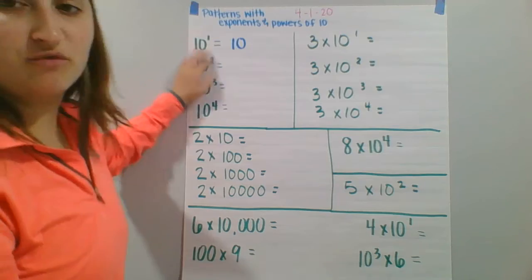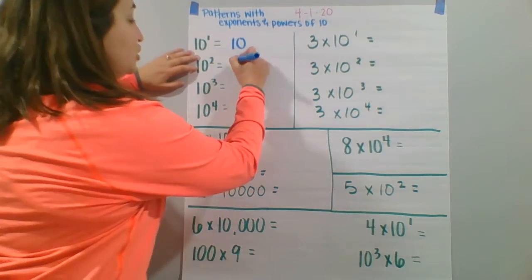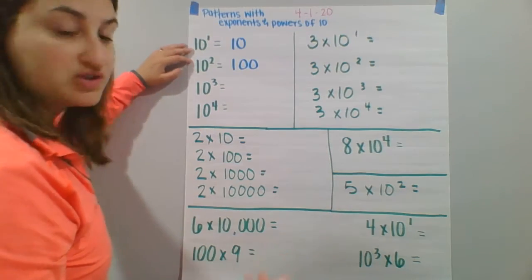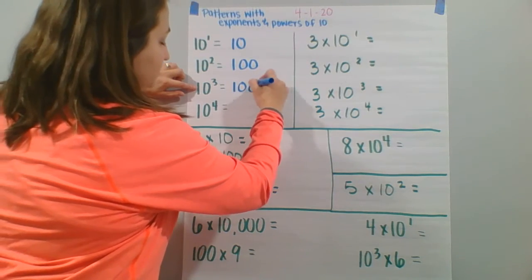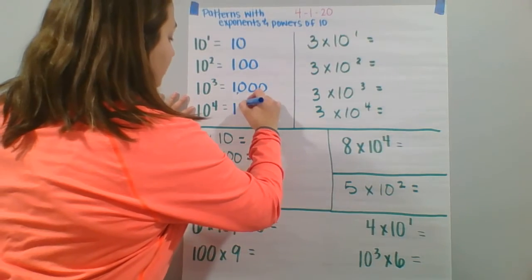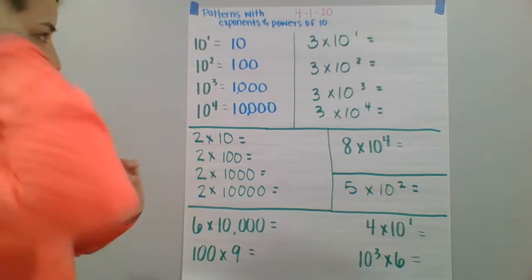So 10 to the power of 1 basically is a 1 with 1 zero. Then 10 to the power of 2 would be a 1 with 2 zeros, or 100. 10 to the power of 3 would be a 1 with 3 zeros, which is equal to 1,000. And then 10 to the power of 4 is a 1 with 4 zeros, which would be equal to 10,000.